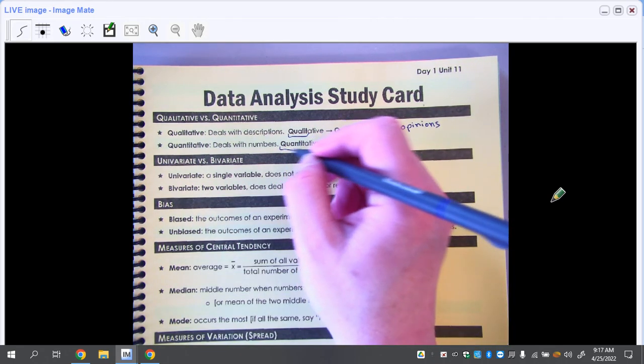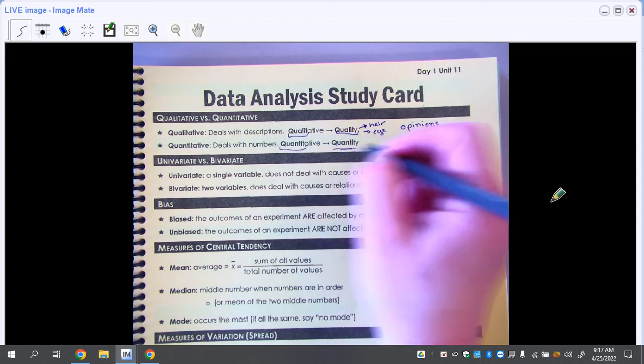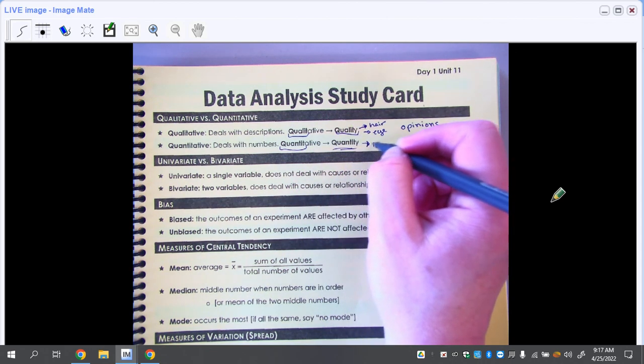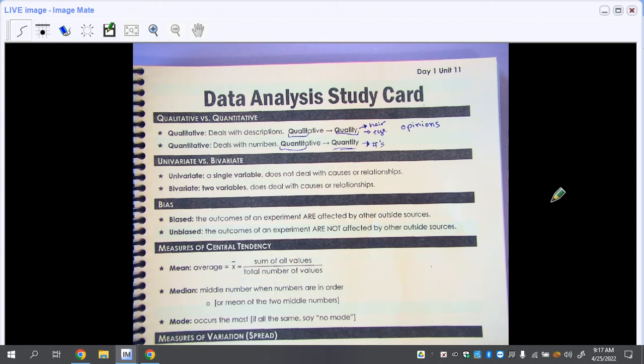And then quantitative, that has to do with quantities, that has to do with numbers. So a height or somebody's age or their scores on a test, that would be viewed as quantitative data. So we can take the quantitative data and we can do a whole bunch of analyzing it. We can find mean, median, mode. We can figure out measures of central tendency, measures of variation or spread. You can do a lot more with your quantitative data than with your qualitative data.